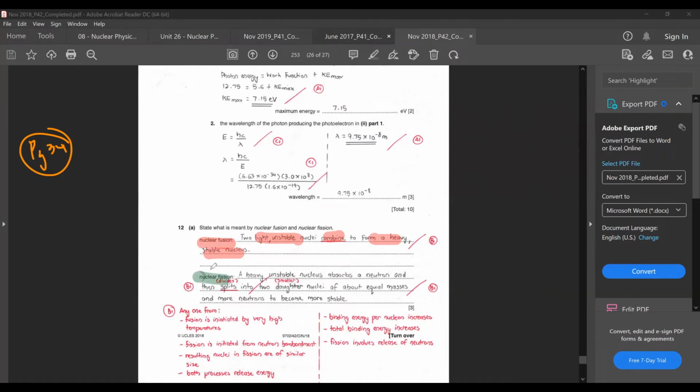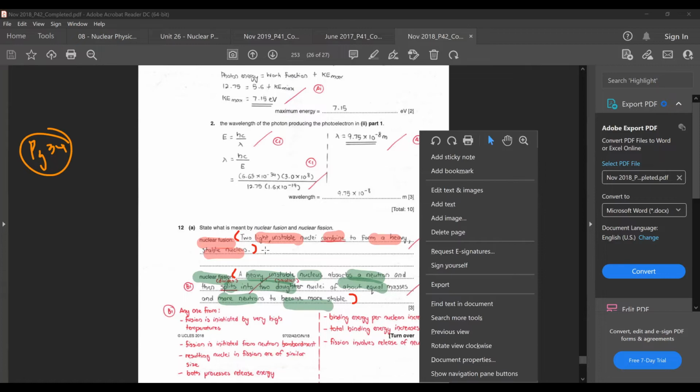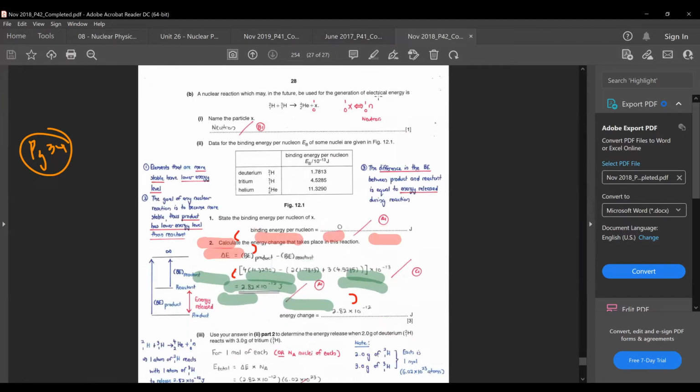And then nuclear fission is when a heavy unstable nucleus absorbs a neutron and then splits into two daughter nuclei of about equal masses and more neutrons to become more stable. So this is your definition. You just copy the definition from the notes. This would be usable for all circumstances when they ask you for nuclear fusion and fission. This is something you could understand also from your time in SPM, so I don't think I need to explain that much.